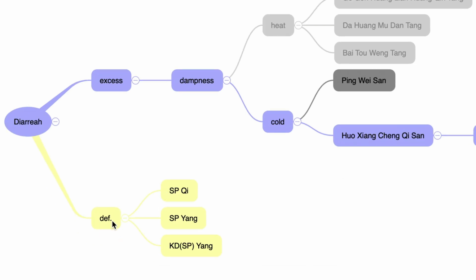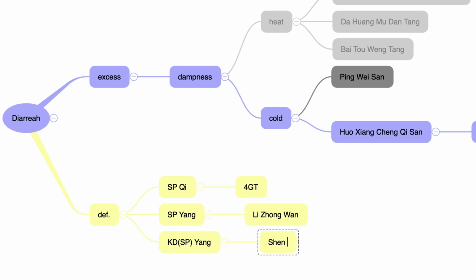And let's talk about the deficiency condition. For spleen qi deficiency, the first thing you can think about is Si Jun Zi Tang, Four Gentlemen's decoction, right? And spleen yang deficiency, what do you think? Four Gentlemen's decoction, no, Li Zhong Wan. So it warms the spleen. Kidney deficiency, Shen Ling Bai Zhu San. This is spleen and kidney.